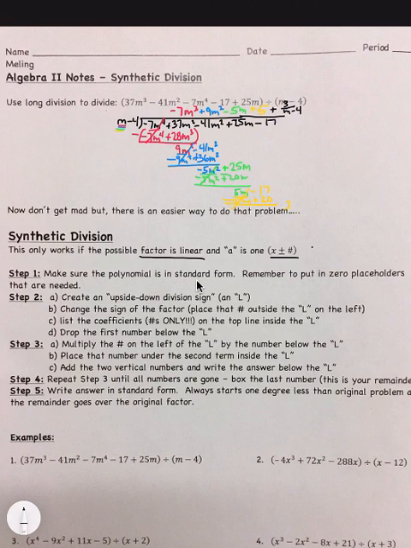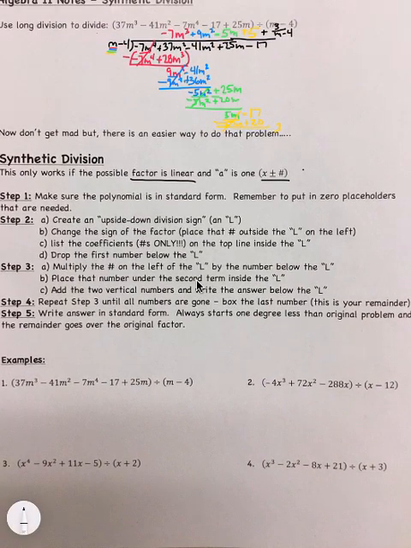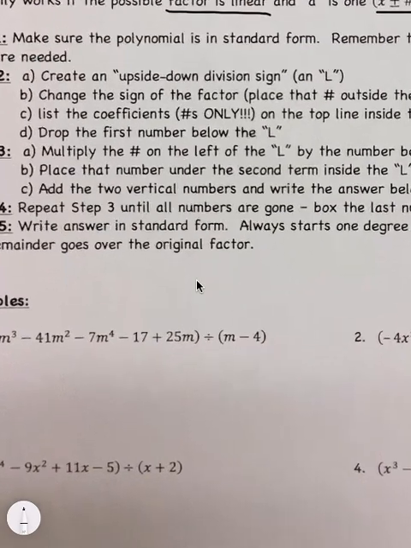So we need to make sure the polynomial is in standard form. Remember to put in the zero placeholders if we need it. And then we're going to create an upside down division sign. I tend to just make an L. Doesn't really matter. Change the sign of the factor. So if it's a factor, you switch the sign of it and put it on the outside. Then we list the coefficients only on the top line, and we drop the first number below. Then the number on the left is our multiplier, and we add up and down and multiply diagonally. And you'll see it's easier if I just do it.